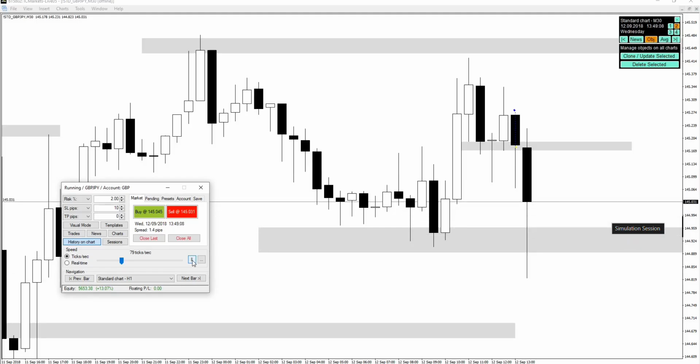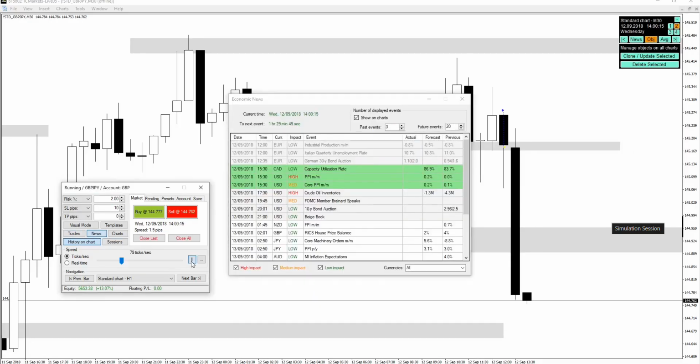The 1 hour candle is about to close, and after this 1 hour candle closes, we're going to investigate and see what really happened here. No, I don't think there was news. I think there must have been some Brexit news here.